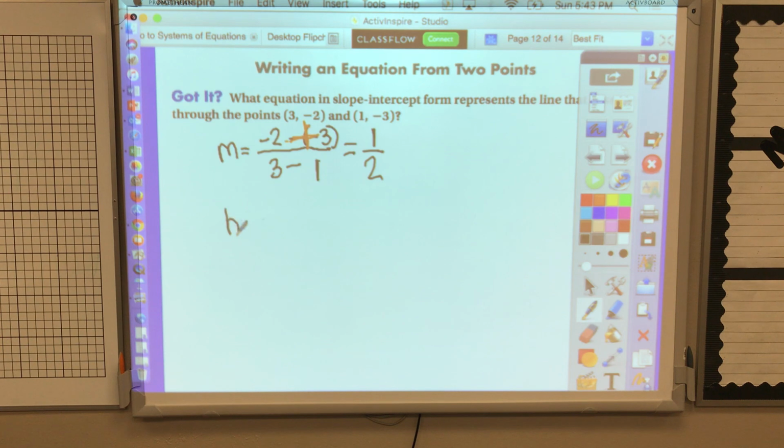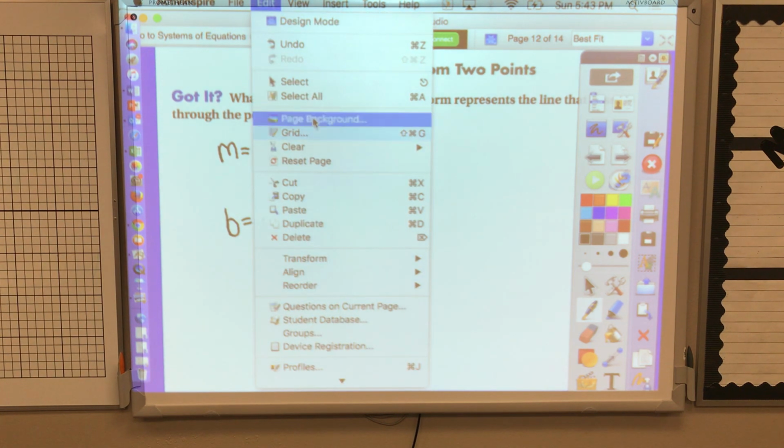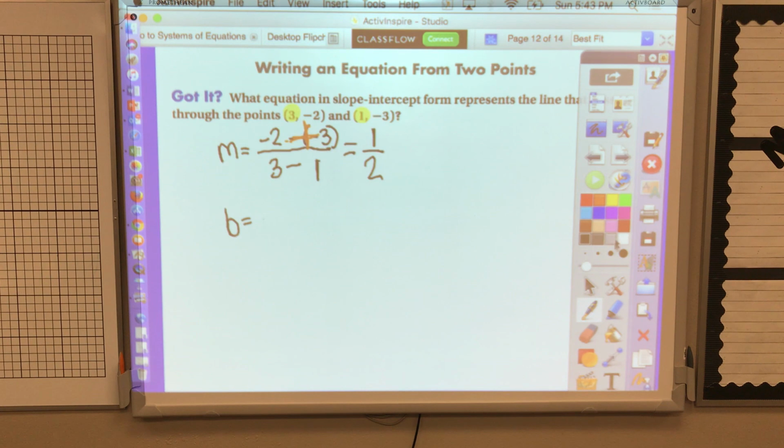Like I said, these ones take a little bit more work because when I look at these ordered pairs, neither one of them has a 0 for that x coordinate. So I need to find b by choosing one of my ordered pairs to work with. By working with this one, we're going to use this 3 for x and this -2 for y.